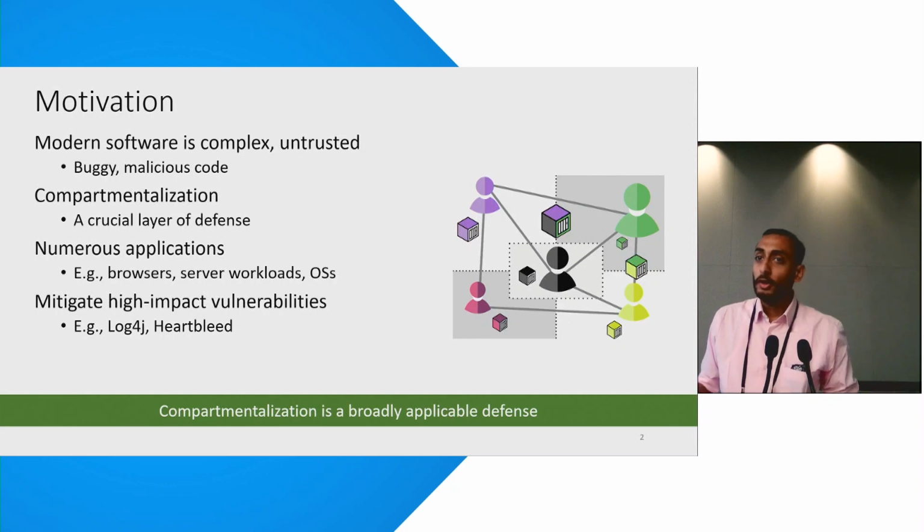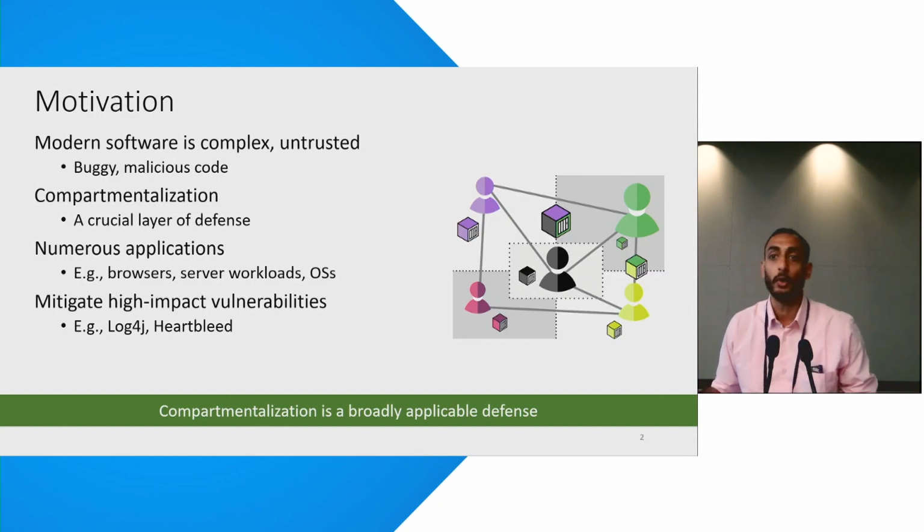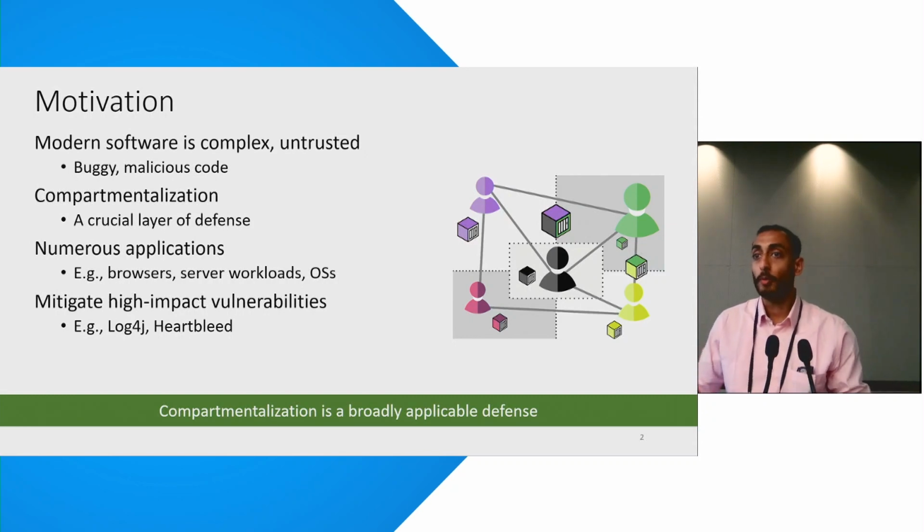So we all know that modern code is buggy, and it's extremely complex. And a lot of this comes from the fact that you have got third-party code as part of your code base. You have got modules, you have got libraries, and when you're running a browser, you're running JavaScript from some unknown sources somewhere in the internet. So this allows one compartment or one buggy part of your code to compromise the entire application.